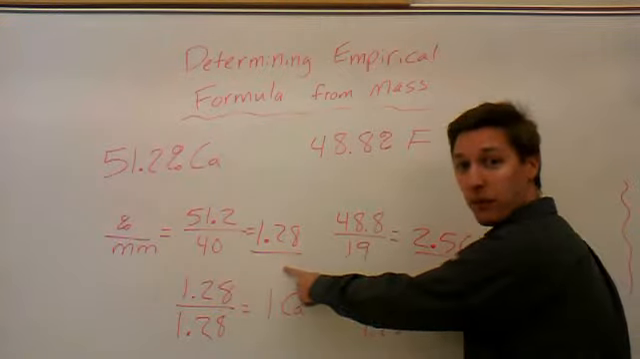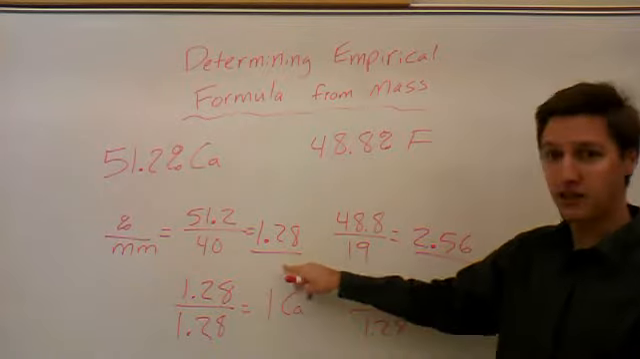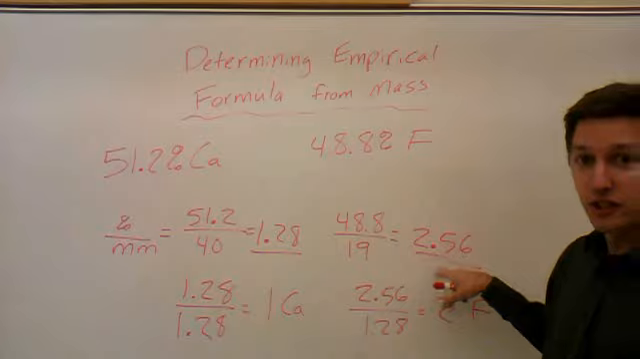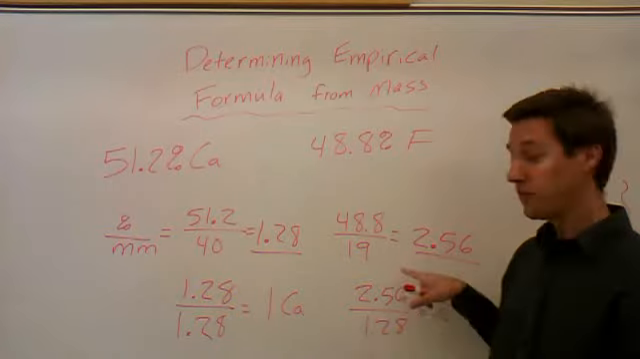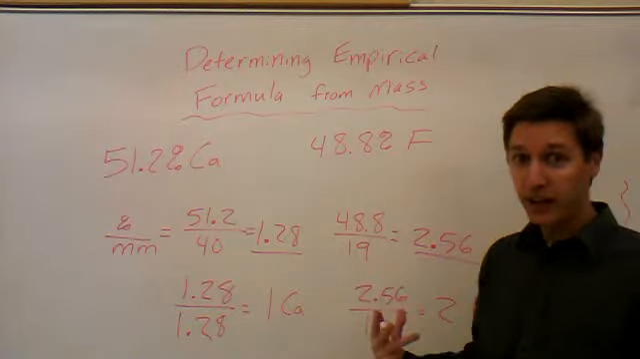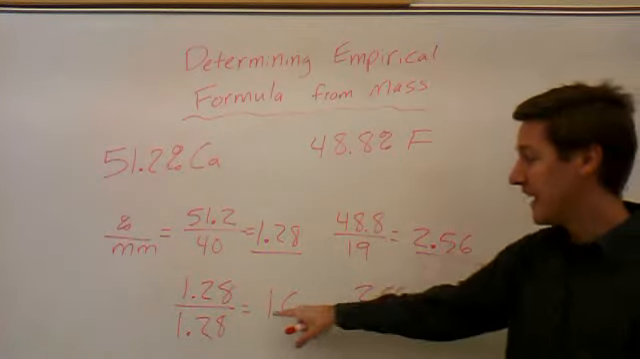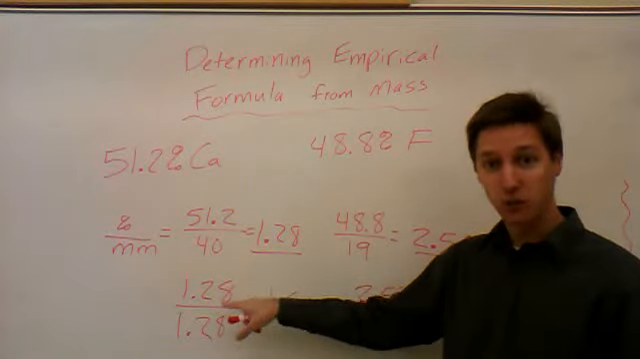Once you find out how many moles 100 grams would have, then you just look at the ratio between those numbers. How many of this compared to that? This number is twice as big as that number. What it means is we have twice as many fluorines. If you don't immediately recognize it, you can take both numbers of moles you just found and divide them by the smaller one. In this case, it's 1.28.